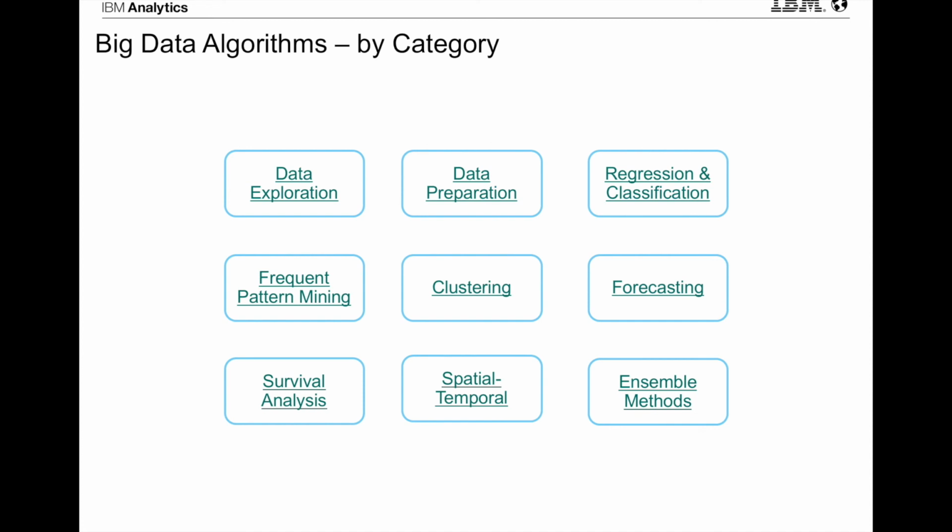If the target is continuous, it is called regression. If the target is categorical, the algorithm is named classification.